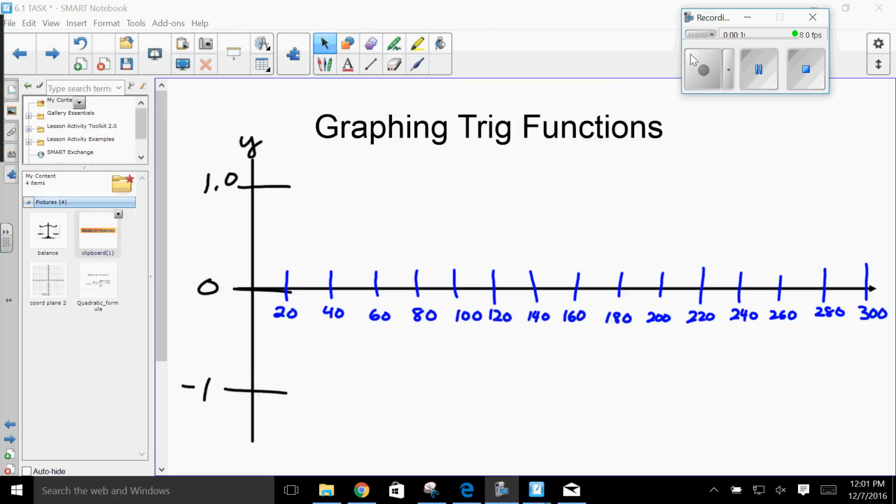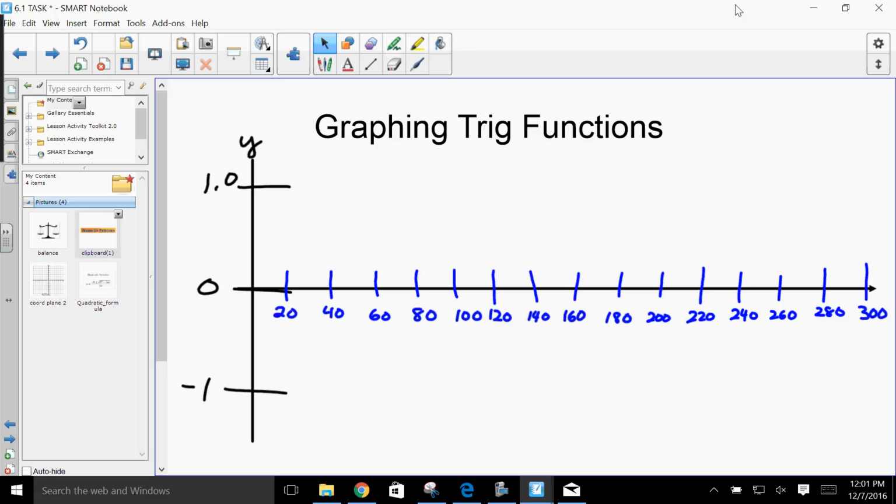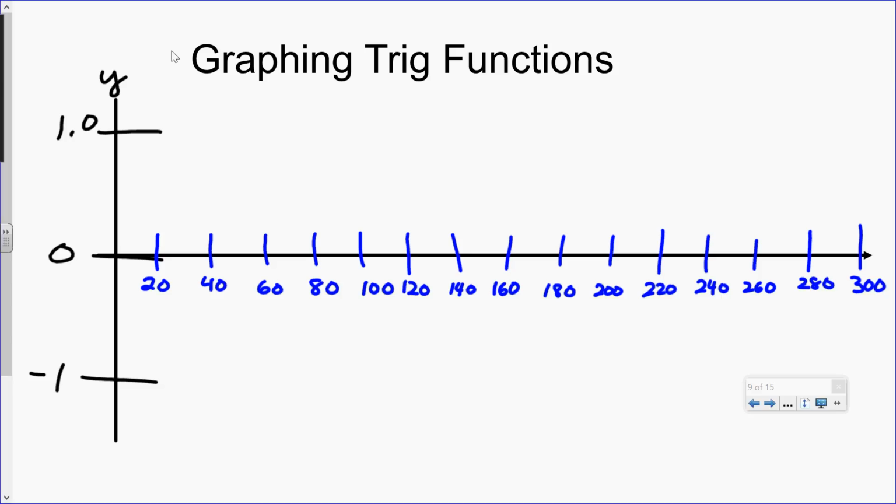All right, so here's what we're going to do. We're going to graph a trigonometry function. We're going to graph the function y equals the sine of x. Y equals the sine of x.